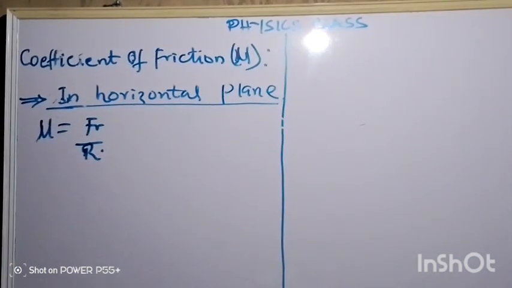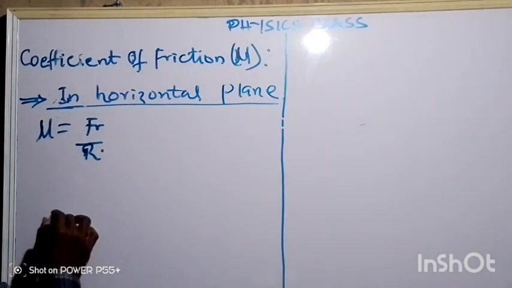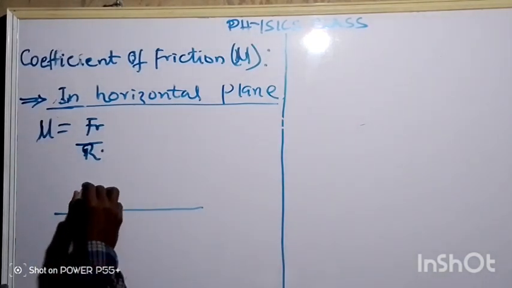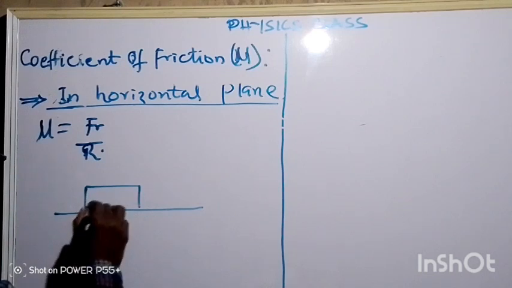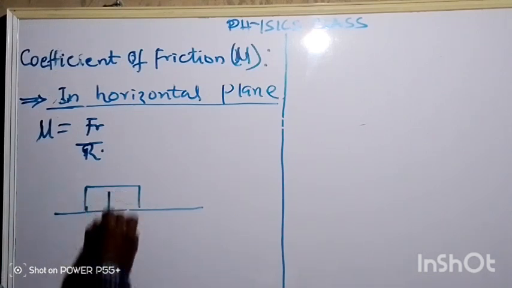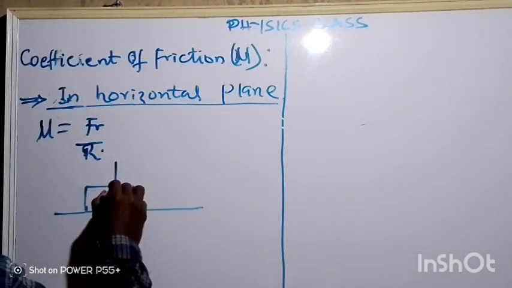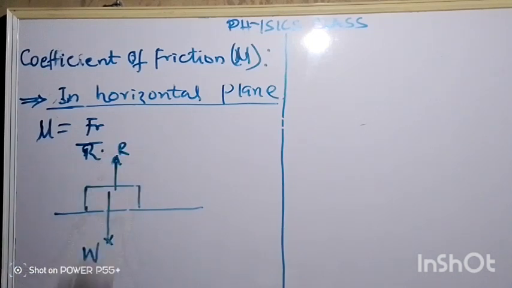Now, to study the effect of these coefficients of friction in a horizontal plane, let's assume this is a rough surface table and a wooden block is placed on it. This is a wooden block now. The weight is acting downward. Call it W. The normal reaction will act upward. That is R. Then, for this one to be in equilibrium, there are 4 forces that will act on it.